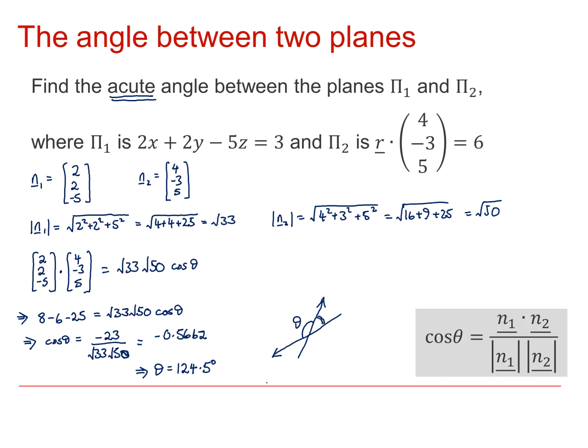So I simply subtract 124.5 from 180 degrees. So the acute angle required is 55.5 degrees.